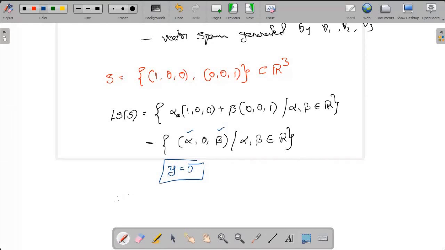So therefore, let me conclude here: this set S generates the xz plane.